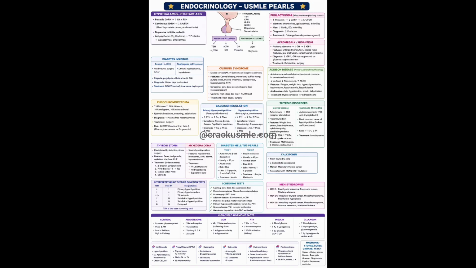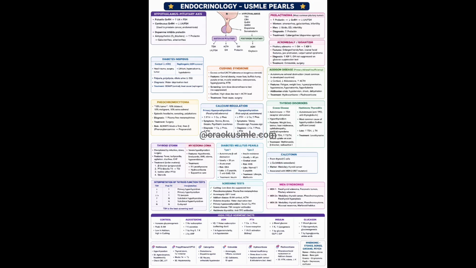Calcium regulation. In primary hyperparathyroidism, there's a parathyroid adenoma raising PTH and calcium and lowering phosphate. In hypoparathyroidism, often post-surgical, PTH and calcium are low, but phosphate is high. Myxedema coma is a severe form of hypothyroidism. Patients are hypothermic, bradycardic, and confused. Treatment is IV levothyroxine, hydrocortisone, and supportive care.